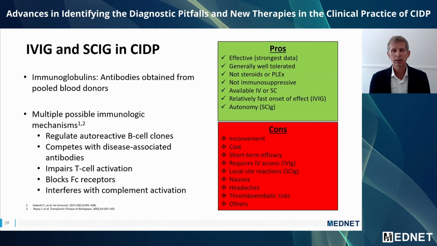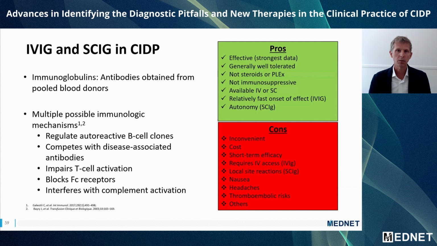So moving to IVIG and subcutaneous IG, immunoglobulins in CIDP, by far, we have the biggest depth of data for support for use in CIDP. So immunoglobulins are, of course, antibodies that are pooled from blood donors. They're spun all together, and they're administered in the form of IVIG or subcutaneous IG. Why actually they work in CIDP is uncertain.